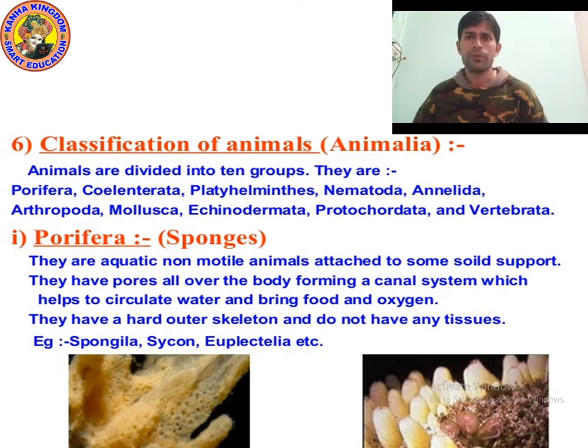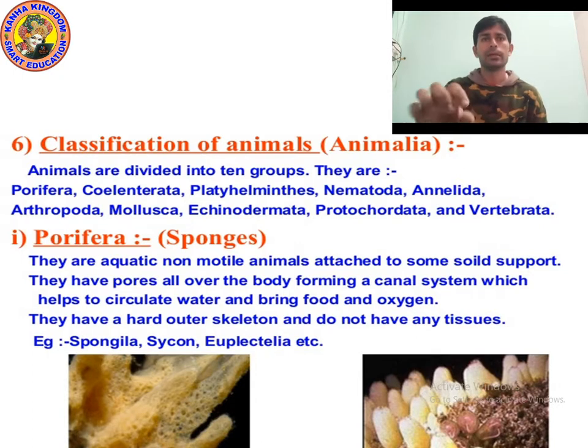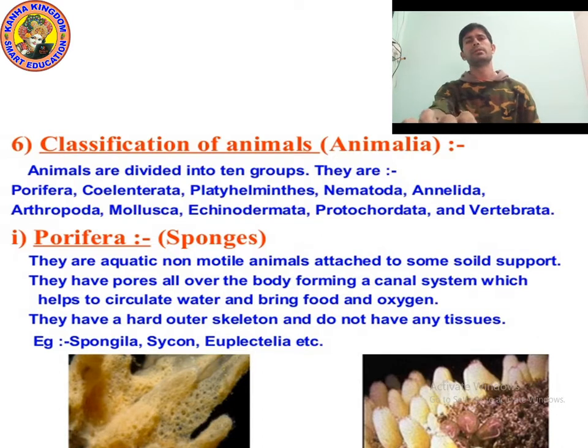So, we have been studying chapter number 7, diversity in animals. Last time we studied the classification of plants. Let me give you a brief description again about the classification of plants.